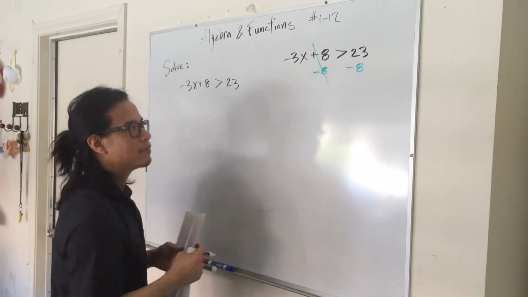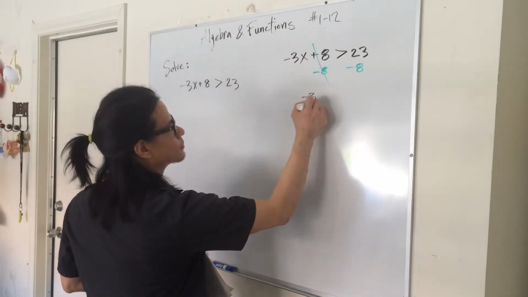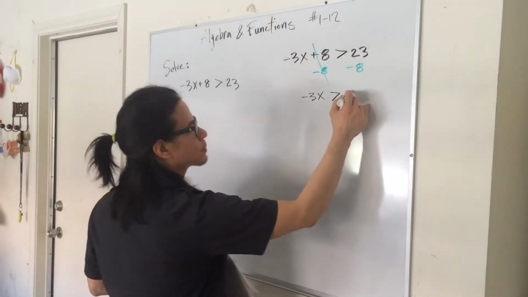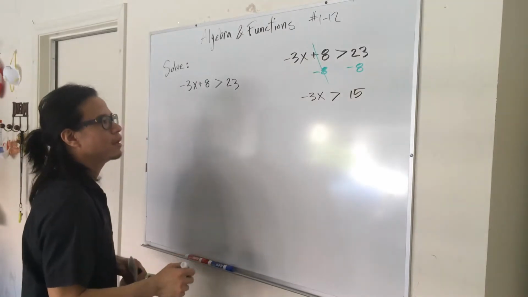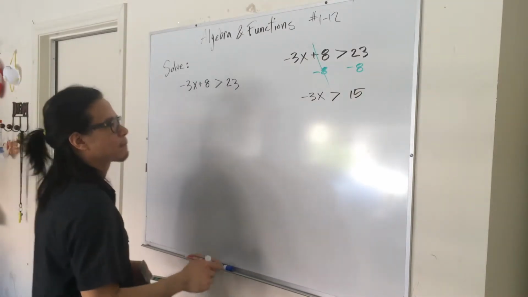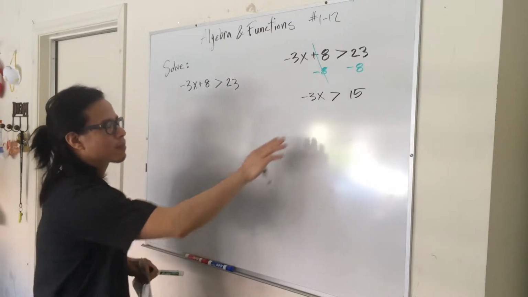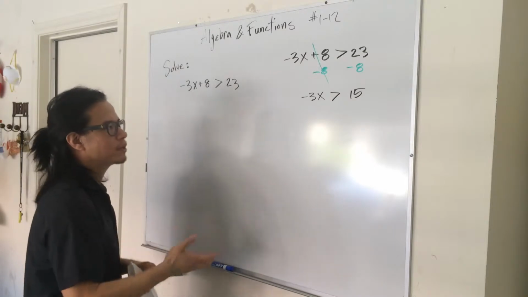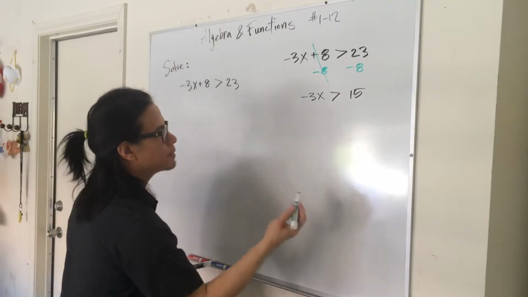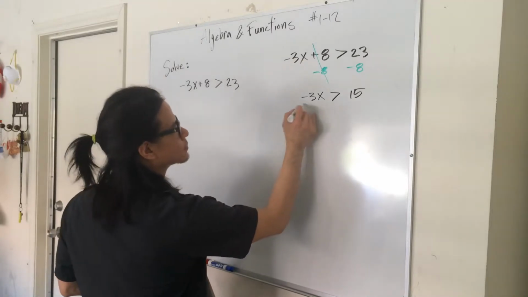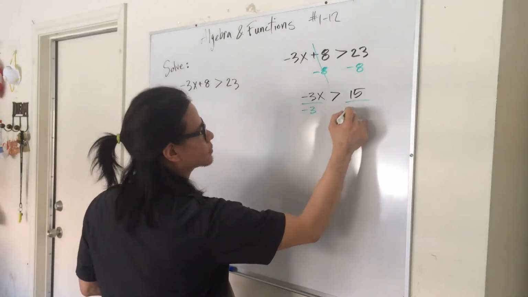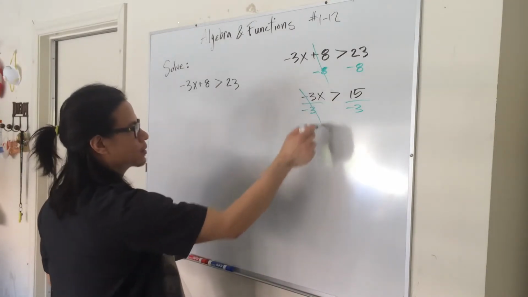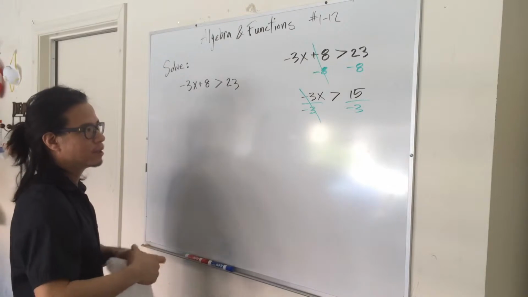What do you have left on the left? 23 minus 8. Okay. This one stumped many students. Say to yourself, you have x times negative 3. If you want to get rid of the negative 3, what's the opposite of times negative 3? Okay, divide by negative 3, which cancels out the negative 3.